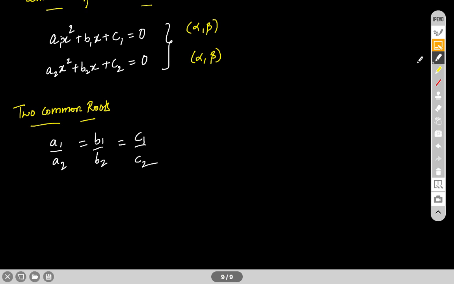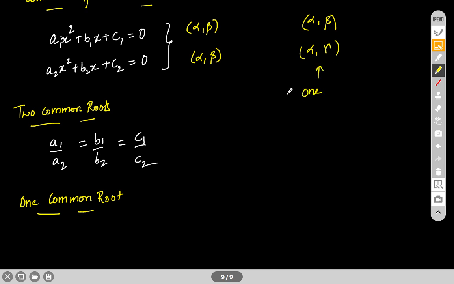Now let's figure out the condition for one root common, or exactly one common root. One common root means this has alpha, beta, let's say, and this has alpha, gamma. This means exactly one root common. Whereas this means both roots common. Now, what is the condition for exactly one root common?